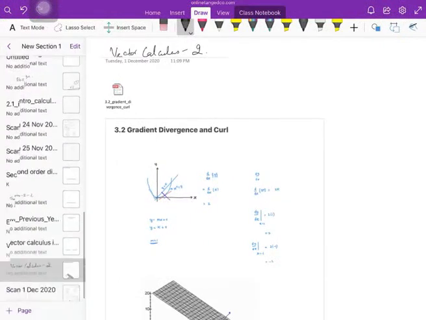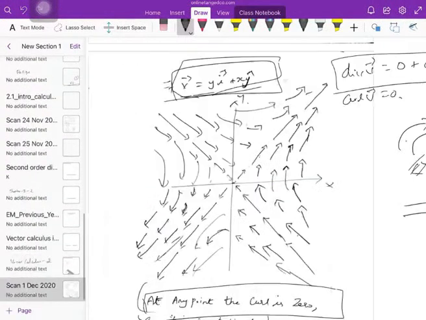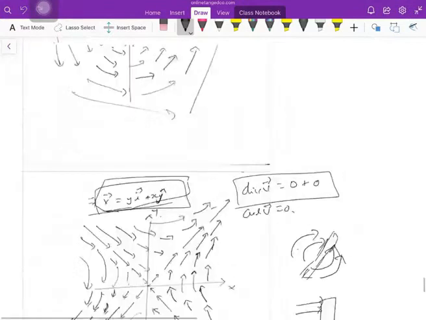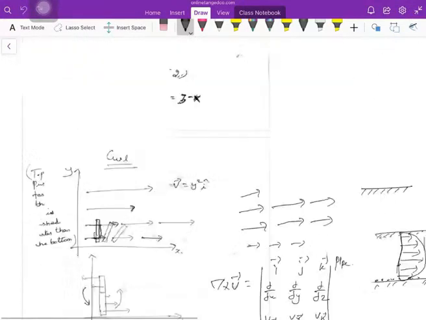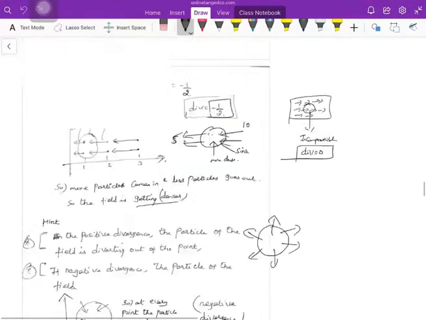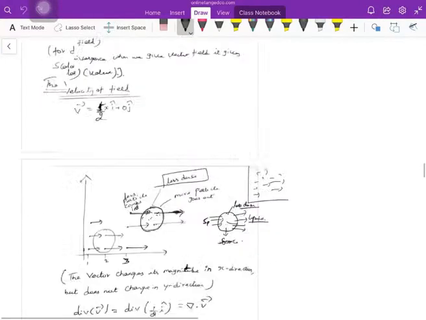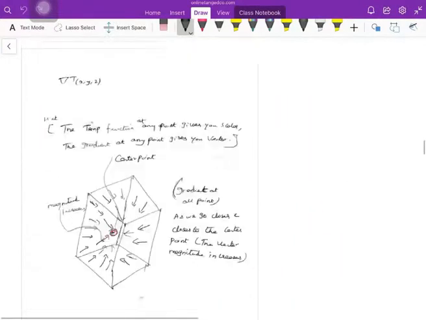Let me recall the same idea from those 15 minutes. Let me give the same introduction, because today's topic is all about curl, divergence, and gradient. Just recall whatever I told you yesterday.